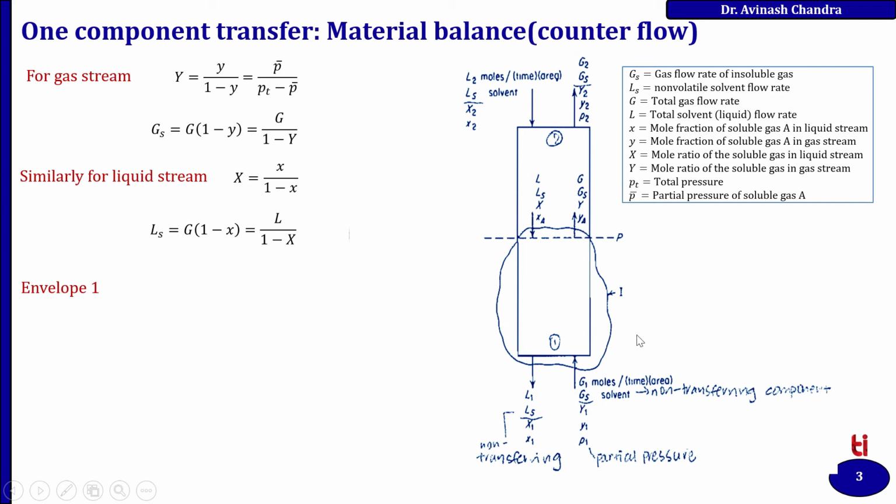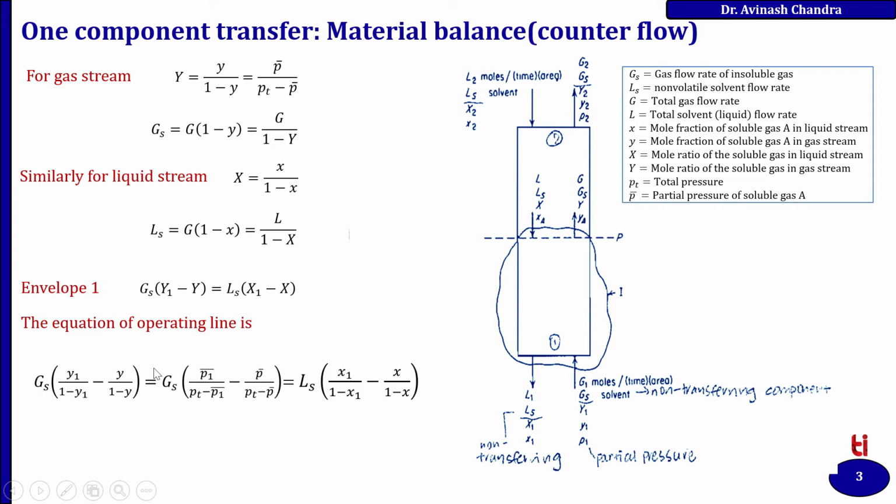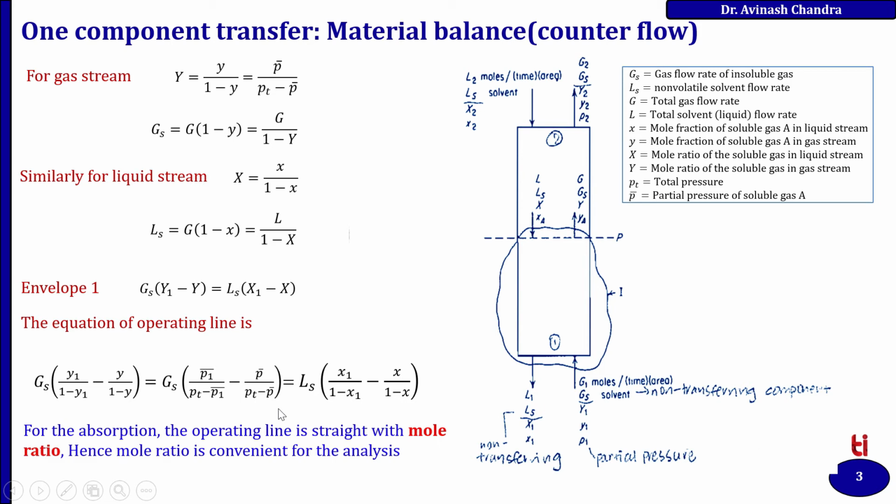Considering this is the envelope 1 and taking the material balance, so Gs into Y1 minus Y equal to Ls into X1 minus X. The equation of the operating line is Gs times small y1 upon 1 minus y1 minus y upon 1 minus y, equal to Gs times P1 upon Pt minus P1 minus P upon Pt minus P, equal to Ls into X1 upon 1 minus X1 minus X upon 1 minus X. So for the absorption, the operating line is straight with mole ratio. Hence, mole ratio is convenient for the analysis.